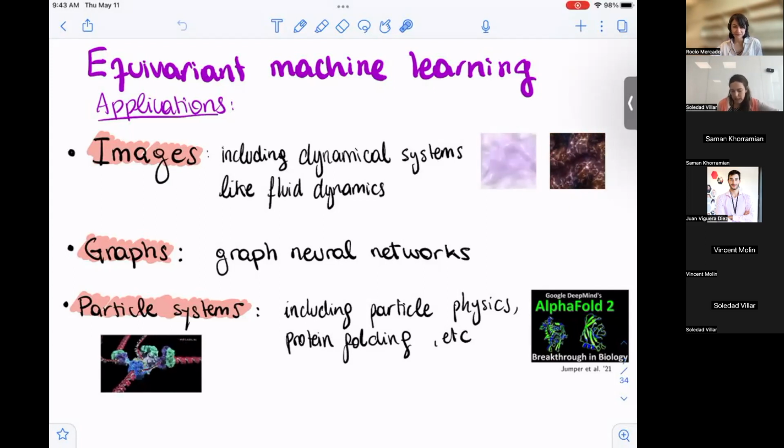AlphaFold, for instance, includes some equivariant machine learning components in the architecture. And this is equivariance with respect to rotation. Say you have a protein, and you want to do a prediction of how it will fold. If you take that protein and you rotate it, then the prediction should rotate in the same way. So it should be equivariant with respect to rotations.